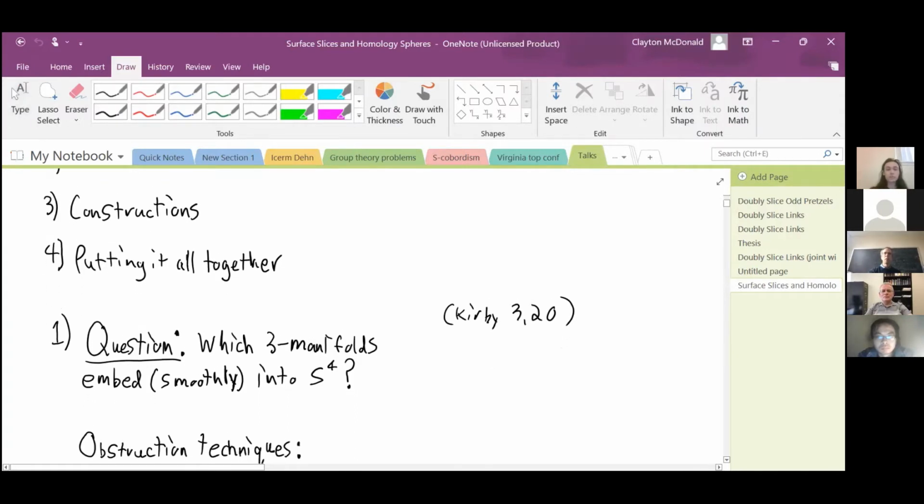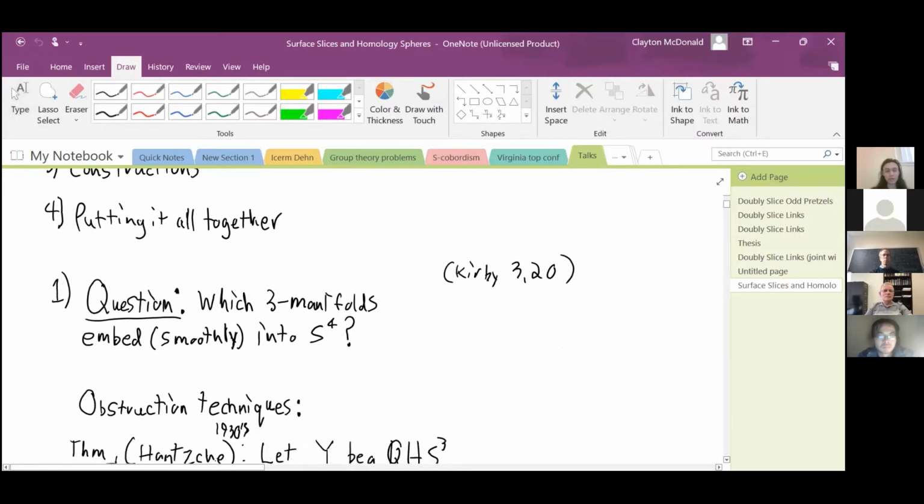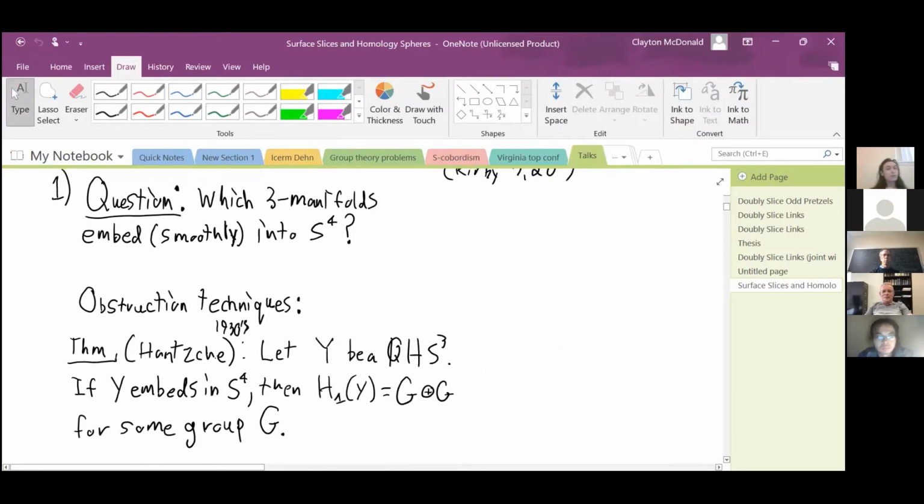Okay, so let's talk a little bit about some obstruction techniques. The first one that I know of is this theorem by Hantzsche. This isn't quite in the form that he put it in. I think there's a more general form for a general three manifold, because ones that can even have b1. But here's the form for a rational homology sphere that I'm going to mention. Let Y be a rational homology sphere. If Y embeds in S4, then its first homology has to look like this double: you get two copies of G for some group G. And that already narrows down the list of potential manifolds that embed smoothly into S4, or I mean, just embed at all. For example, you can't get lens spaces because they don't have the right H1.